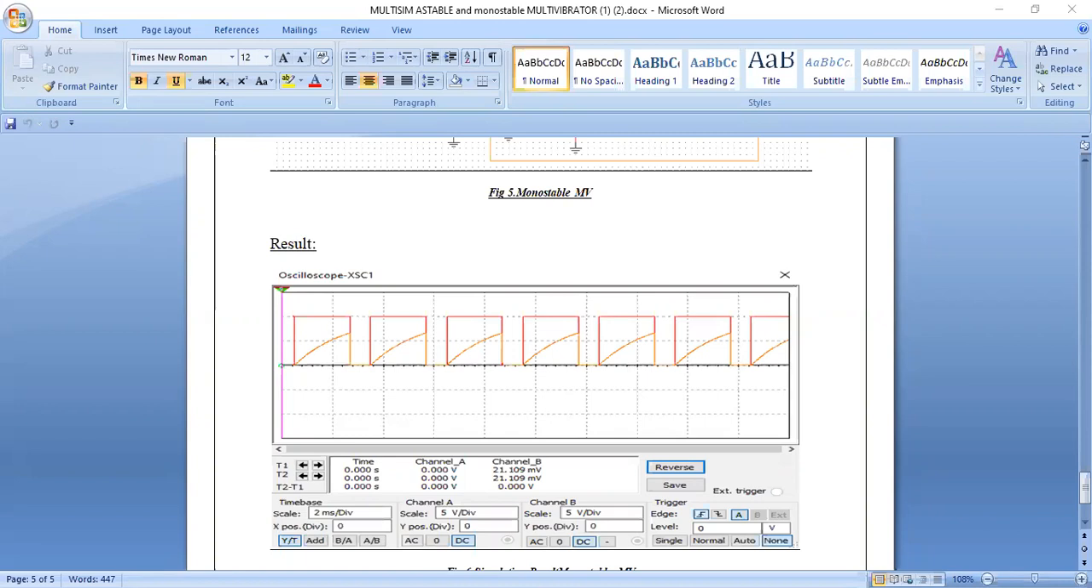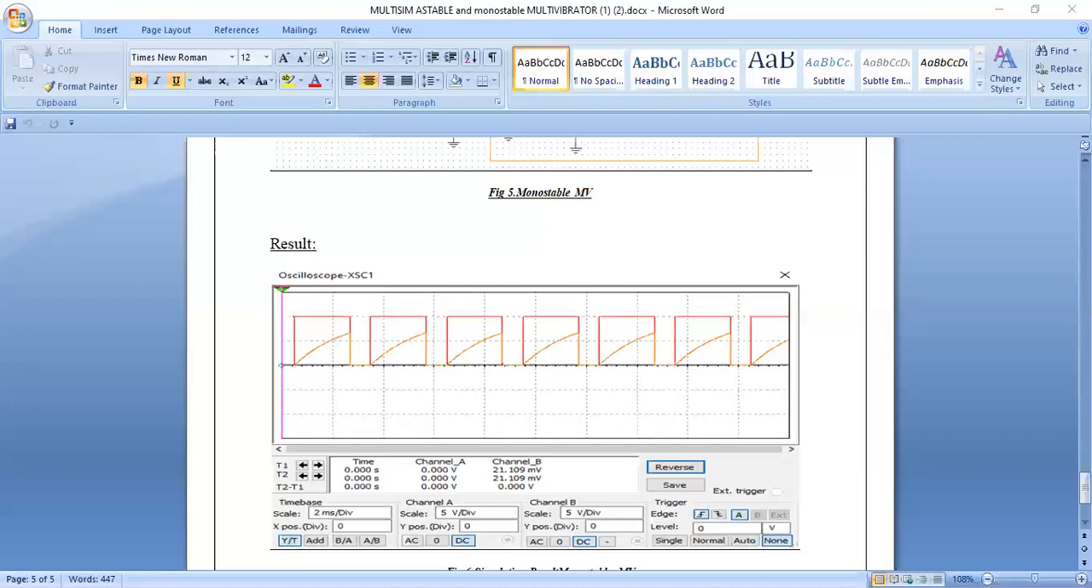I've taken the same circuit diagram with the same connections, so everything is already set. I set the frequency as 1 kilohertz and have taken a square waveform or pulse. The output stays low until the trigger pulse is again applied. Then the cycle repeats. The monostable circuit has only one stable state, that is output low, hence the name monostable.